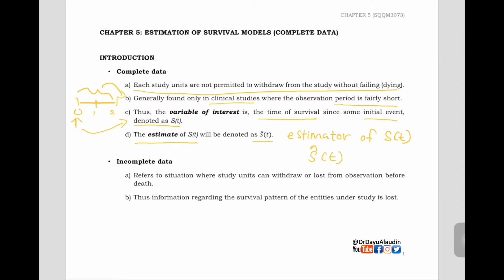Incomplete data, on the other hand, refers to situations where study units can withdraw or be lost from observation before death. Thus, information regarding the survival pattern of the entities under study is lost. We will go to the example.